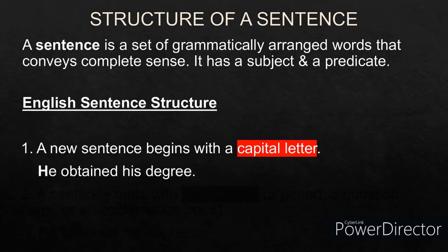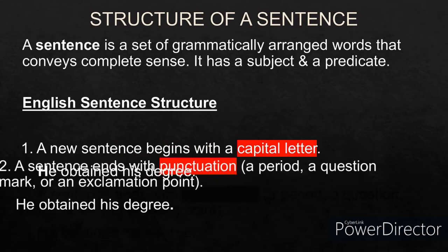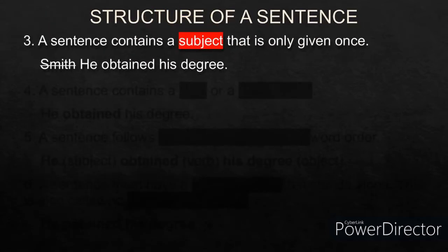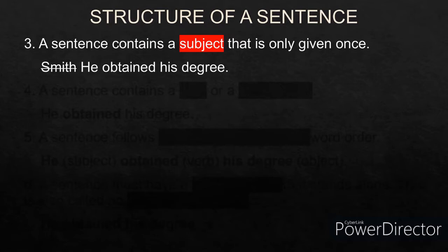Now let us look at the structure of English sentences. A new sentence begins with a capital letter. So H is capital here: He obtained his degree. A sentence ends in punctuation. What is punctuation? Punctuation could be a period, which means dot or full stop, a question mark, or an exclamation point. He obtained his degree, full stop. A sentence contains a subject that is only given once. You cannot say Smith, he obtained his degree. You can say either Smith obtained his degree or he obtained his degree. The subject cannot be repeated in the same sentence.